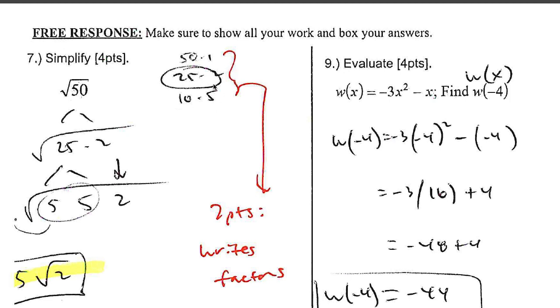I'm choosing 25 times 2 because 25 is a perfect square. What does that mean? When you break it down, it has 2 identical numbers. Those pairs come out. 2 is left inside. 5 radical 2 is your answer. To get full credit, that's 4 points right there. And then if you didn't get this correct, but you wrote out the factors, I gave you 2 points.